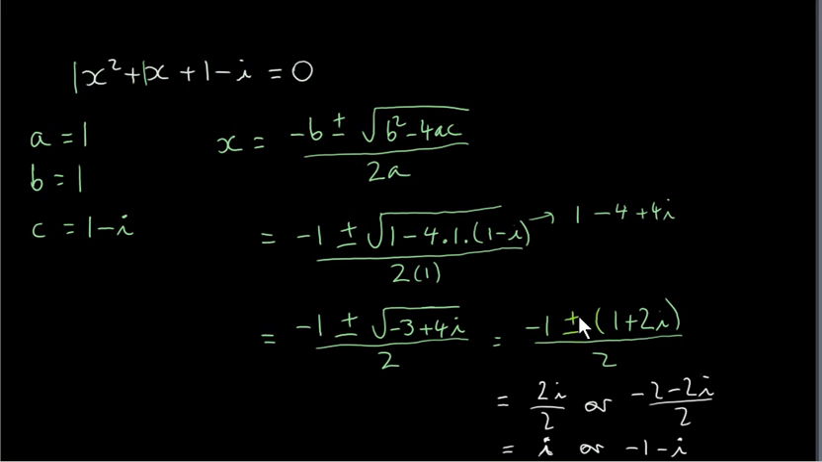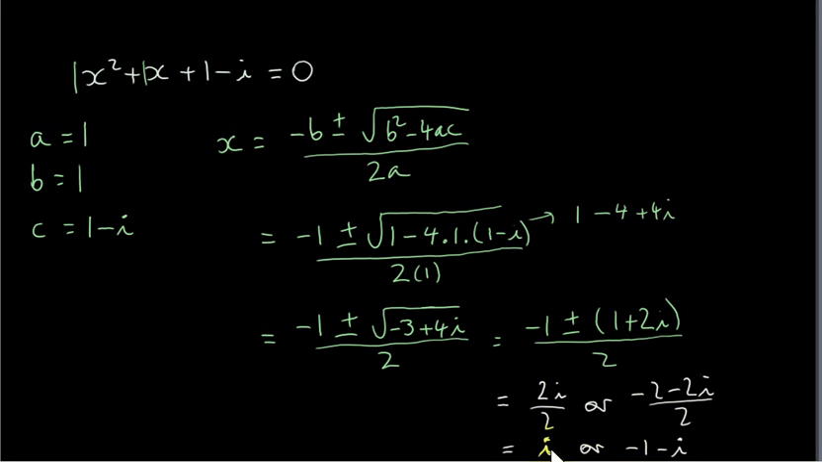If we take the plus sign here, we get minus 1 plus 2i. That leads to just 2i on top. 2i divided by 2 is i. If we take the minus sign here, we have minus 1 minus 2i. That's minus 2i divided by 2, which is minus 1 minus i.